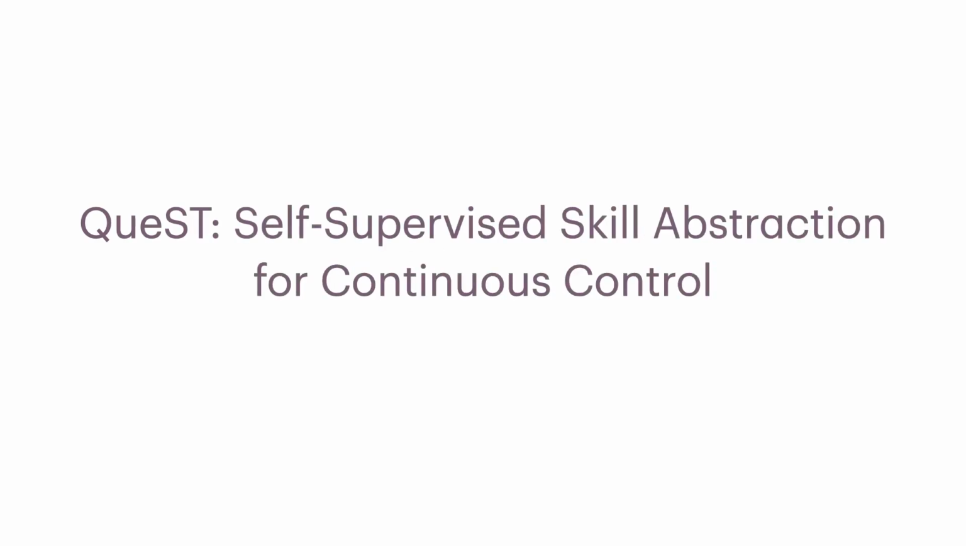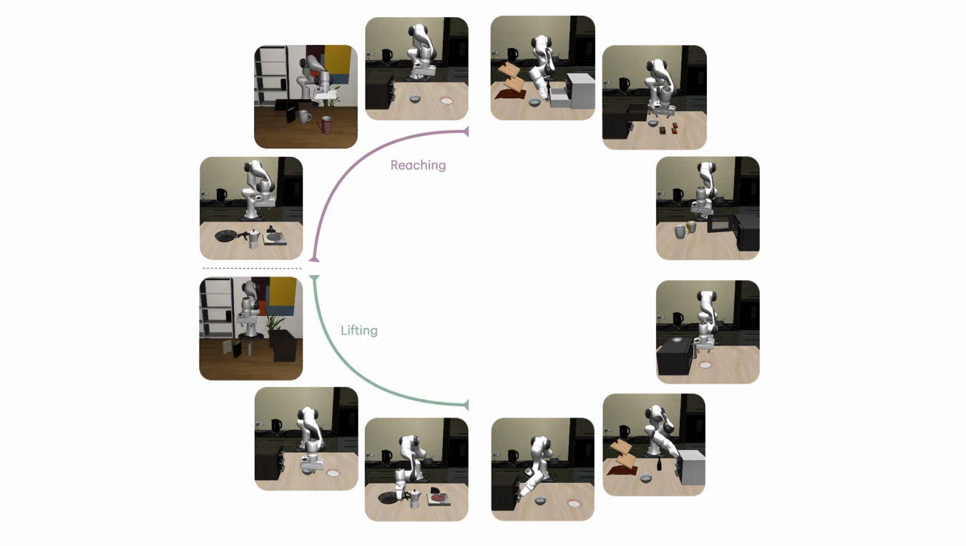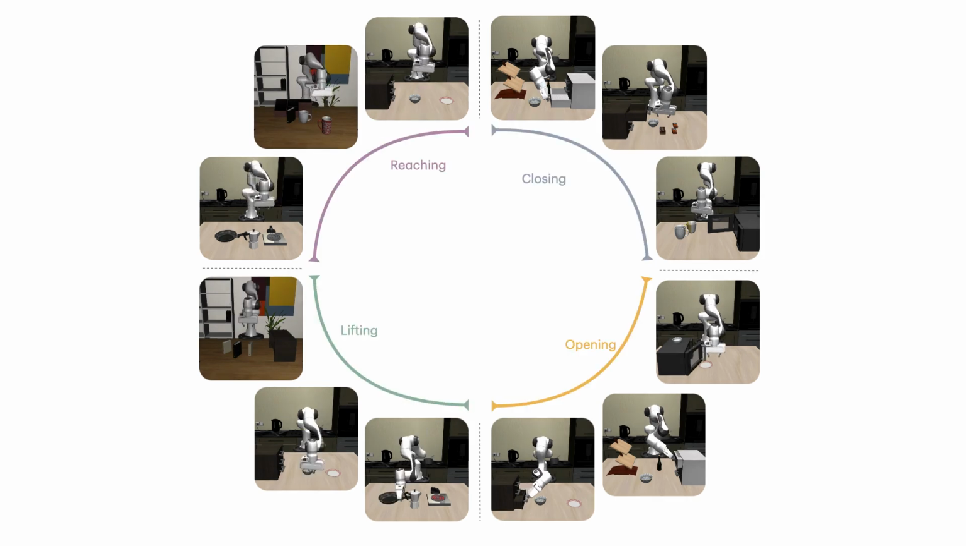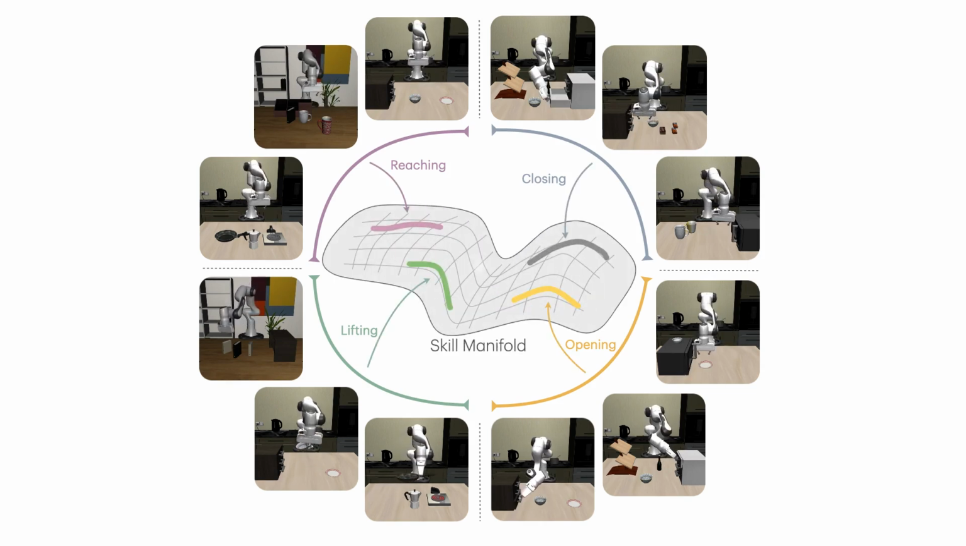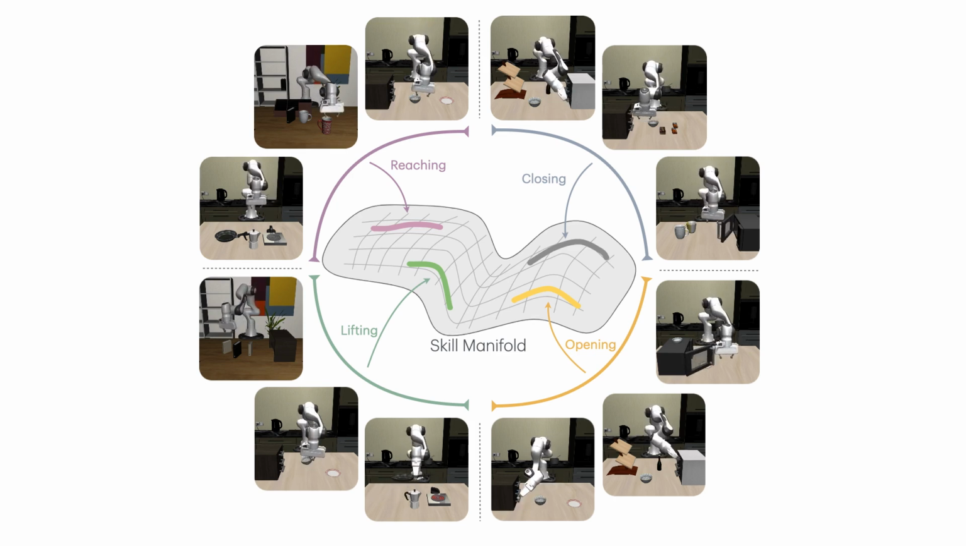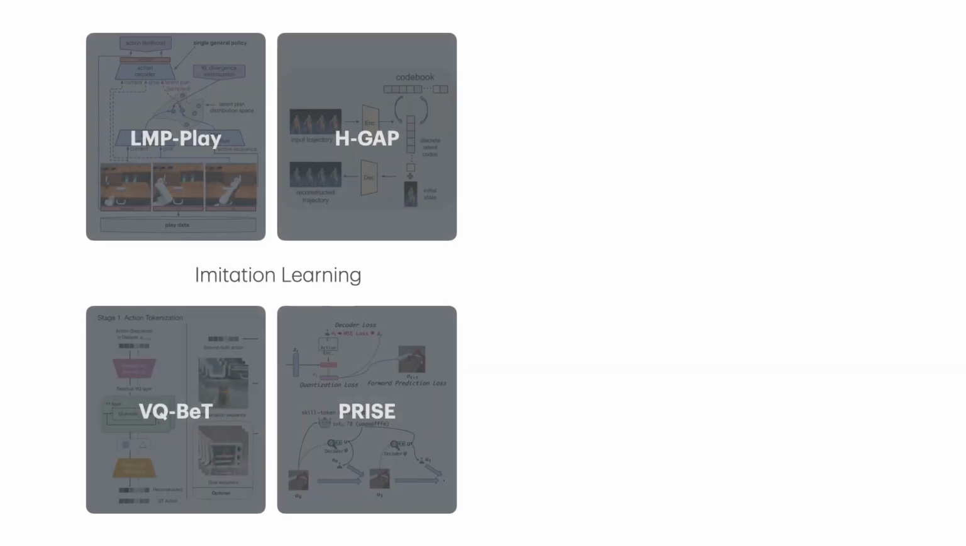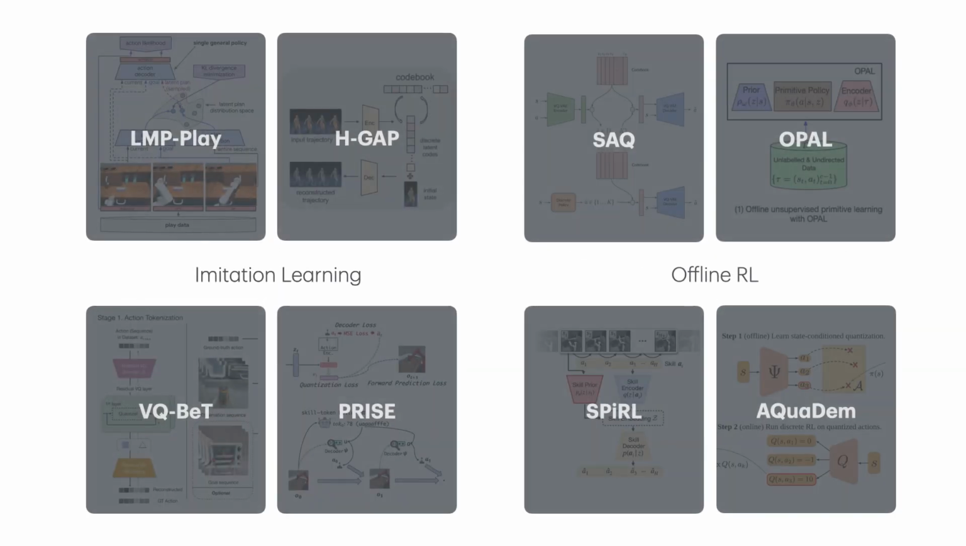In this work, we present QueST, a novel architecture for learning generalizable low-level skills. Everyday tasks in robotic manipulation often involve common motion primitives like reaching, lifting, opening, closing, etc. Learning these low-level skills in a common representation is an appealing approach for achieving positive transfer across diverse tasks. Recent works have demonstrated the utility of such latent spaces in both imitation learning and offline RL frameworks.